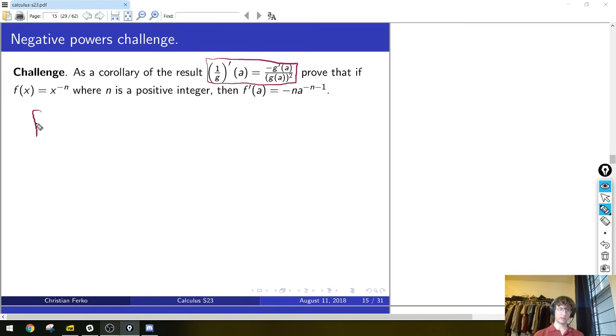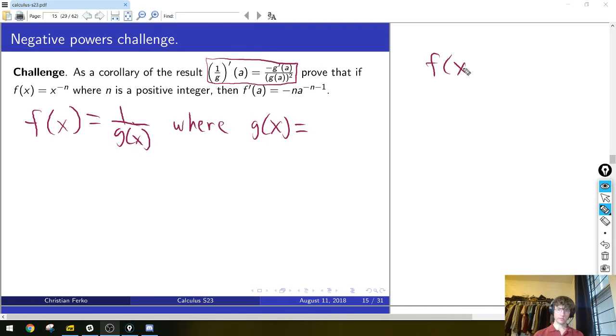Let's be a little clear about what is 1 over g. So we're trying to write f of x equals 1 over g of x for some choice of g. So what is g exactly? G of x equals 1 over g of x? Not quite. So we're rewriting this thing. So this is x to the minus n. Wait, we're creating a new f of x.